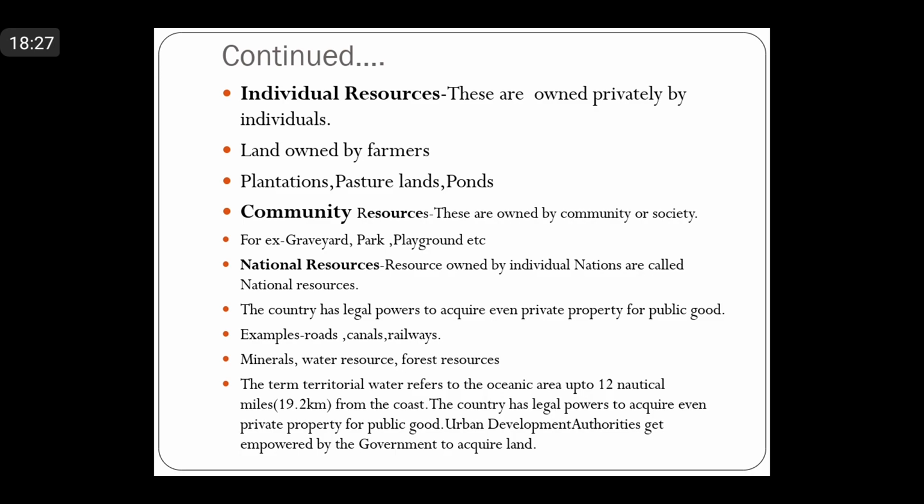Now, another one is national resources. What are national resources? National resources here means all the resources belong to a particular nation. The country has legal powers to acquire even private property for public good. How is it so? Remember, I can give you one example: the Yamuna Expressway. Many farmers have lost their land, or the government has taken their land, and the construction of this Yamuna Expressway took place.